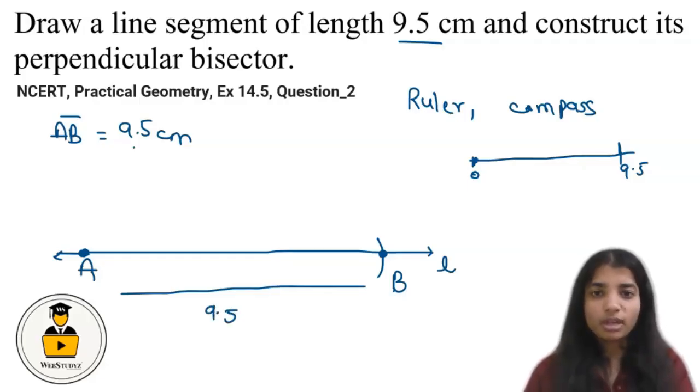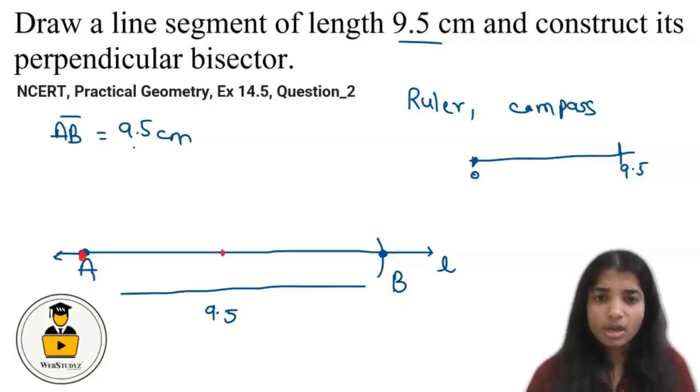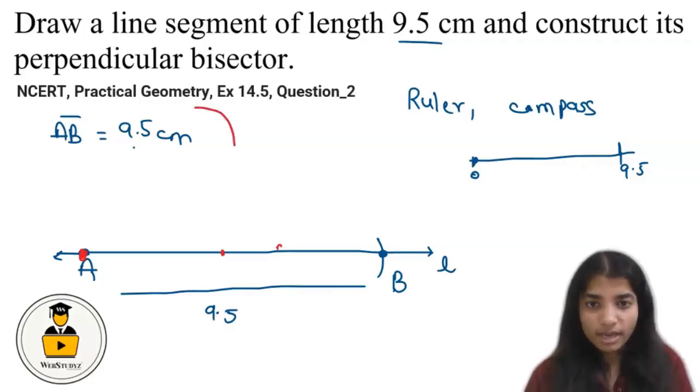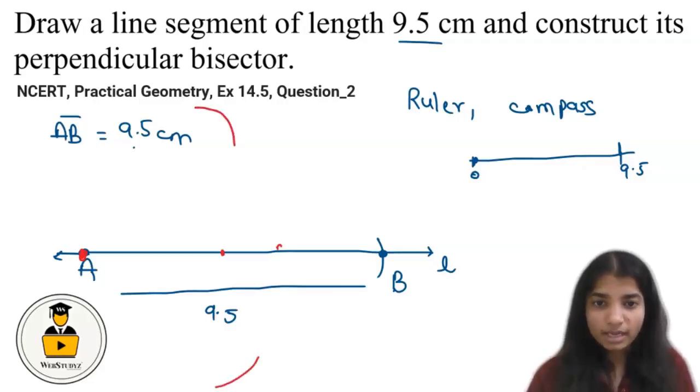Now we have to construct the perpendicular bisector. So what we are going to do is, we are going to take A as the center. Let's say this is the middle point of the line segment AB. We have to open our compass more than its midpoint. Let's say we opened our compass from A to, let's say, this point. So we have to open the compass more than half of the length of segment AB. Now taking A as the center, basically placing the tip of the needle of the compass at the point A, we are going to draw two arcs, one at the upper end and one at the lower end.